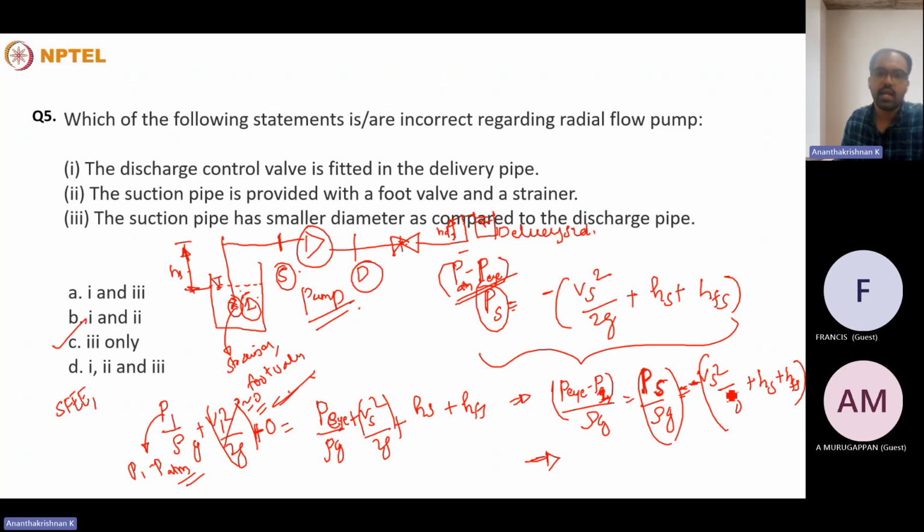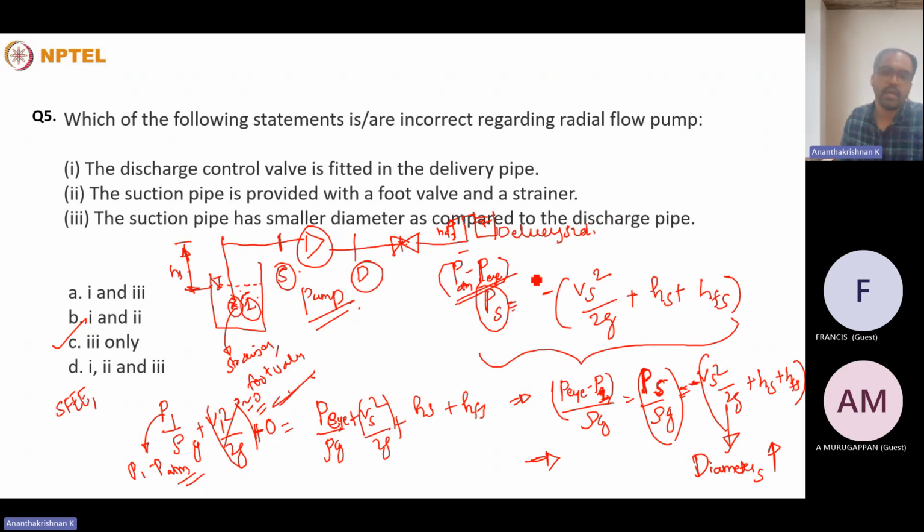So if we can provide a larger diameter in the suction pipe, the velocity term can come down, and the whole gauge pressure term can also come down, reducing the possibility of cavitation. So the only option is to reduce the velocity in the suction line, and correspondingly, the diameter of the suction pipeline should increase.